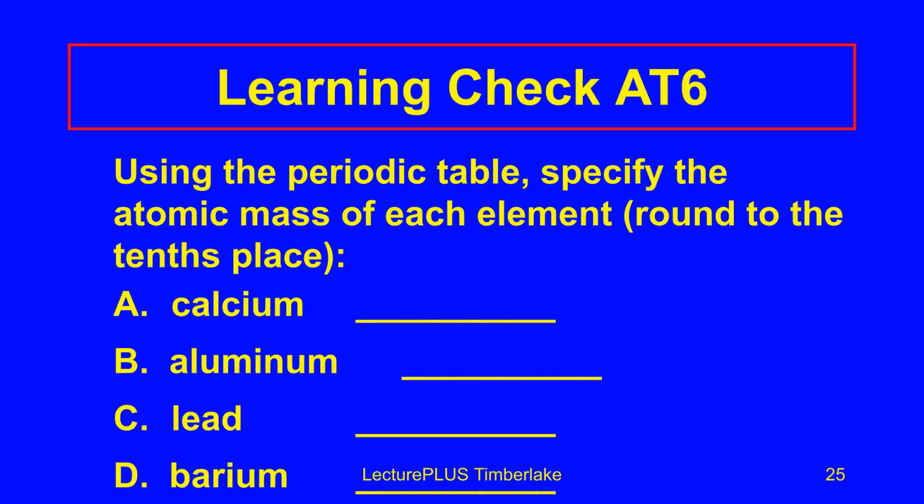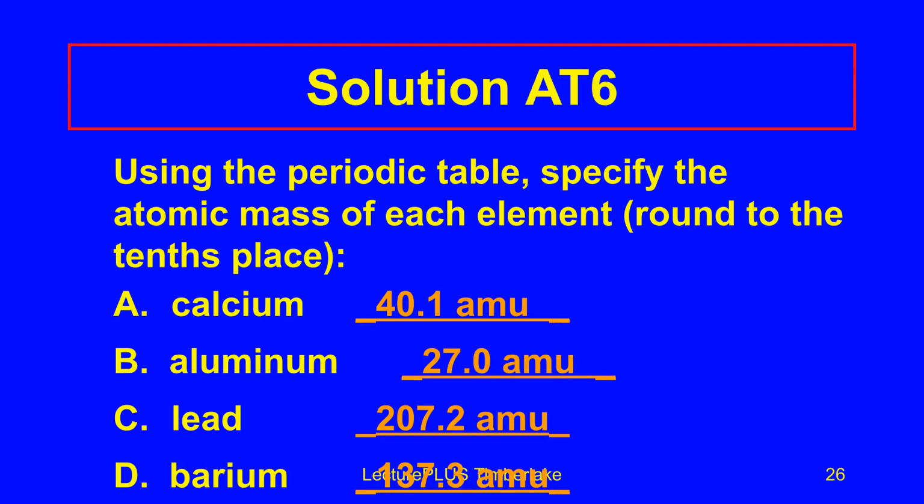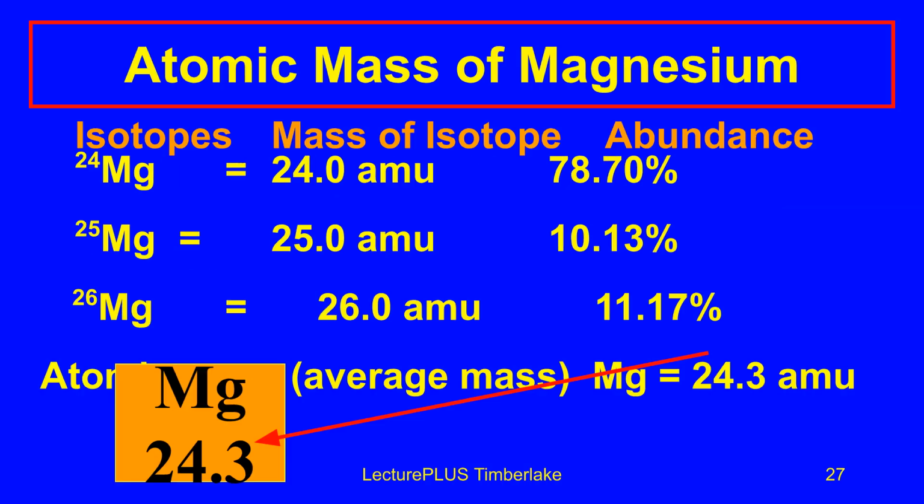Using the periodic table, specify the atomic mass for calcium, aluminum, lead, barium, and iron. Round each to the tenths place. The atomic masses are: calcium is 40.1 atomic mass units, aluminum is 27.0 atomic mass units, lead is 207.2 atomic mass units, barium is 137.3 atomic mass units, and iron is 55.8 atomic mass units.